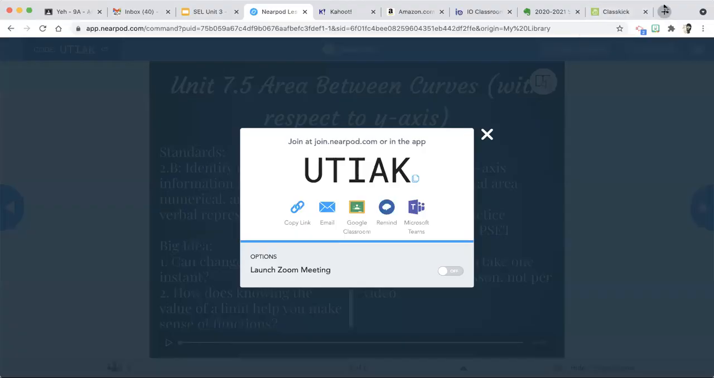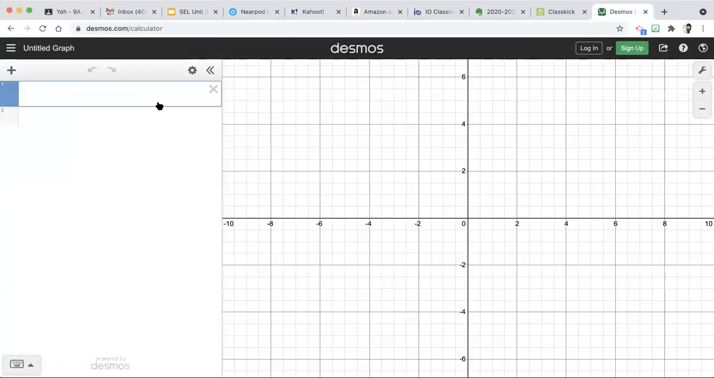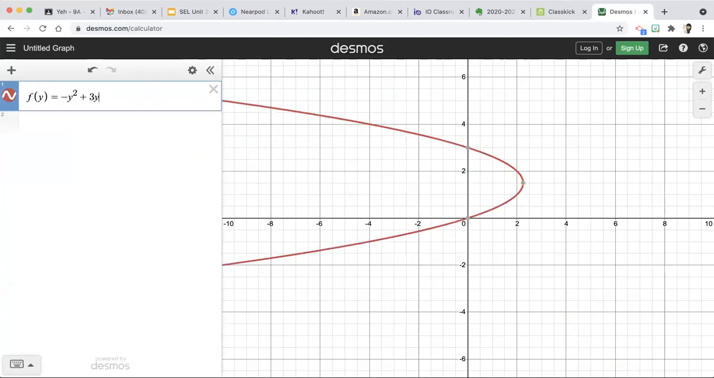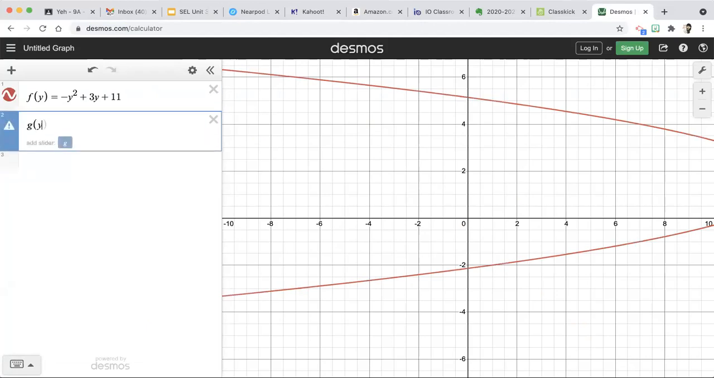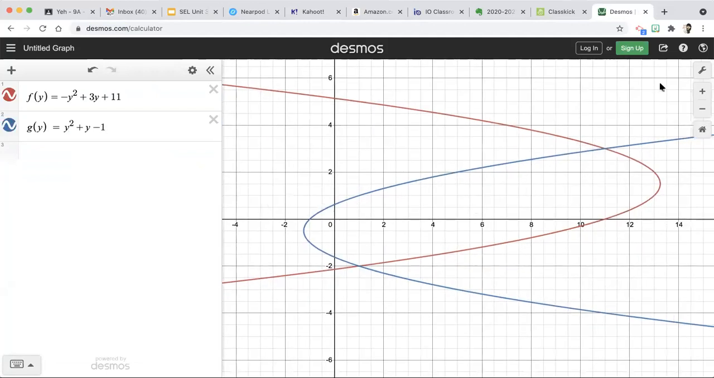I'm going to go to Desmos, graphing calculator. When you are graphing, like I said with Wolfram Alpha and with your graphing calculators, when you're just finding integral values, keep everything in terms of x, that's fine. But when you're graphing, make sure that you actually have it in terms of y. So f of y is negative y squared plus 3y plus 11, and g of y is equal to y squared plus y minus 1. That's because this is very specifically an xy coordinate plane. If you substituted x for y, you would get different graphs. We want to make sure that the graph itself is in terms of y.